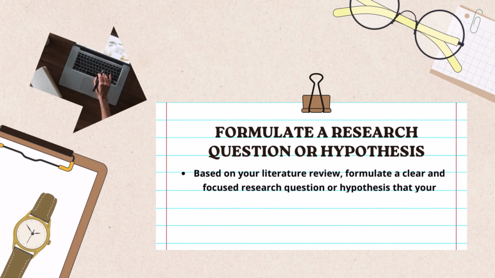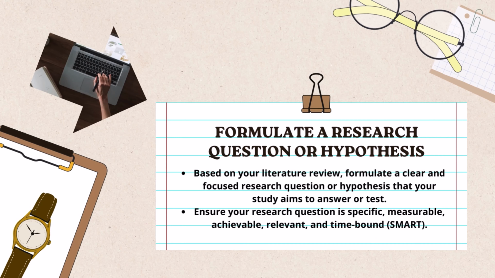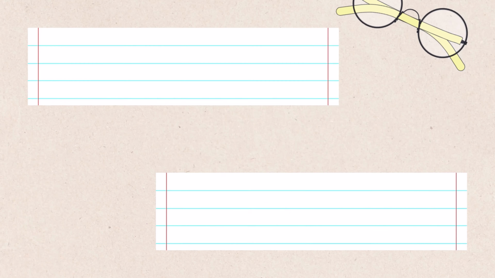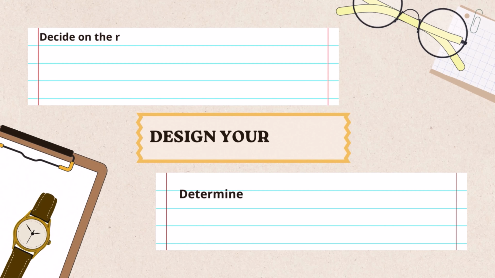Step 3. Formulate a research question or hypothesis. Based on your literature review, formulate a clear and focused research question or hypothesis that your study aims to answer or test. Ensure your research question is specific, measurable, achievable, relevant, and time-bound. SMART. Step 4. Design your study.